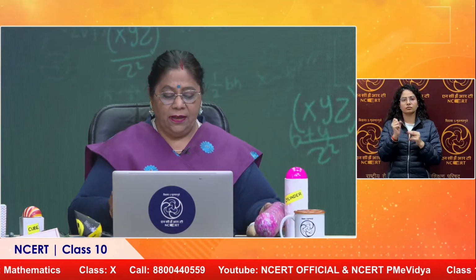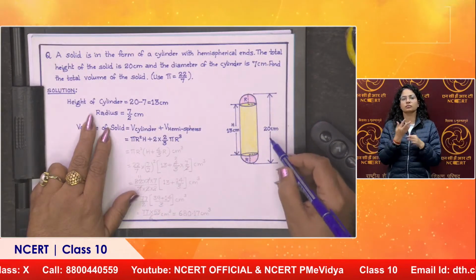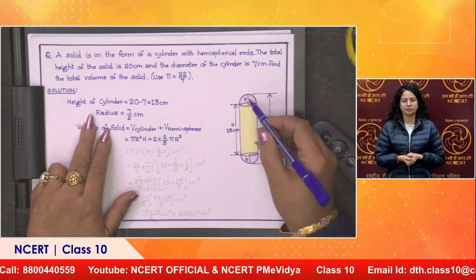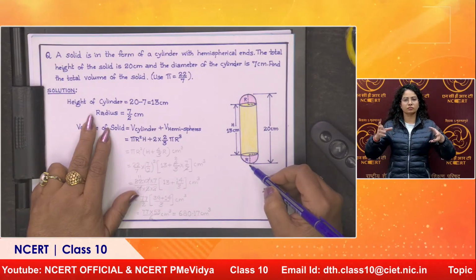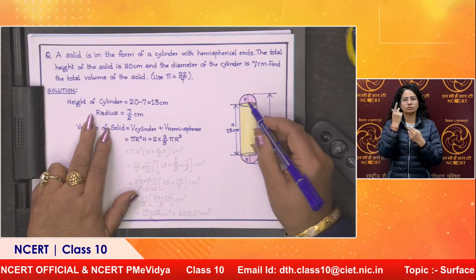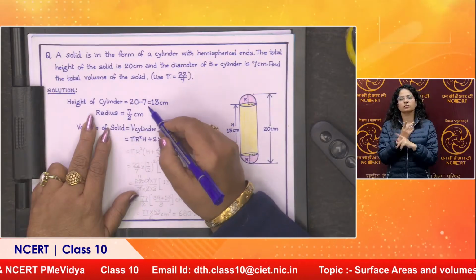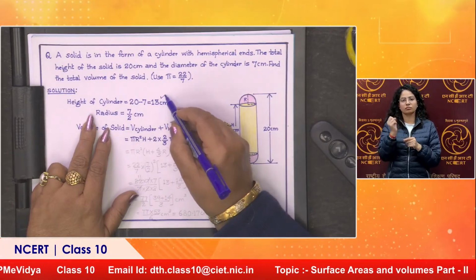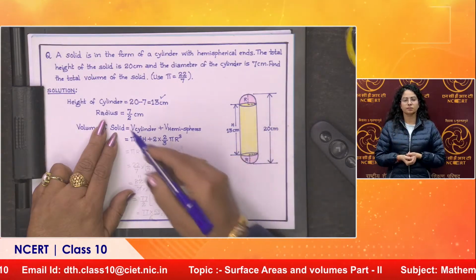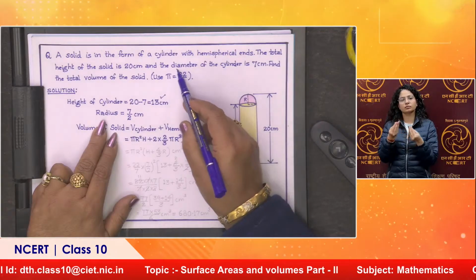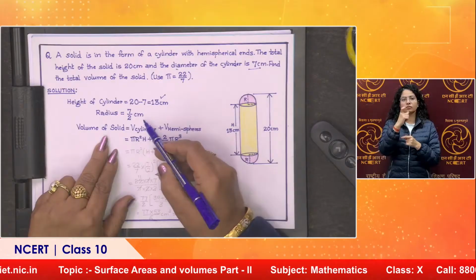So let us do it. We have height of the cylinder is how much? It is given to me as 20 centimeters, okay? And 3.5 and 3.5 were the corresponding radii of hemispherical ends. So if I add 3.5 and 3.5, I get 7 centimeters. So on subtracting 7 from 20, I get 13 centimeters as the height of the cylindrical portion. Okay. Now what is the radius? It is given to me as diameter is 7. So radius will be obviously half, 7 upon 2 centimeters.